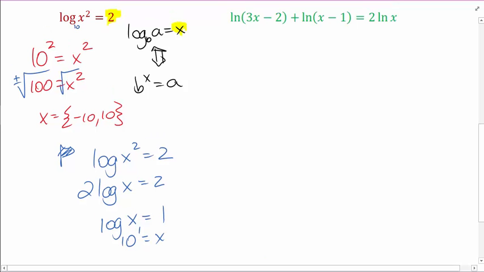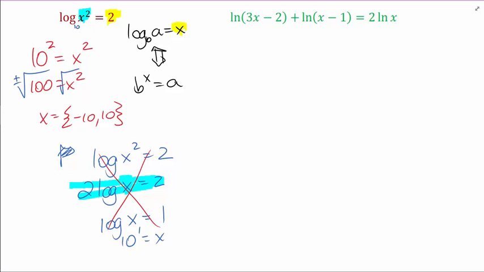What's happened is when we brought that 2 down in front right here, we actually changed the domain of the problem. Initially, the domain was all real numbers because we could plug in positives or negatives into x squared and get out a positive. However, when we bring the 2 down, we just have x as our argument, and we could only plug in positives there. We're going to lose a solution when we bring that 2 down, so I would be careful of applying that power rule.